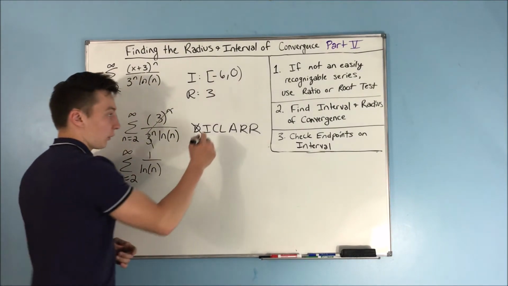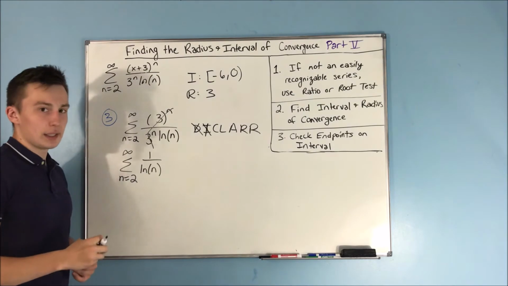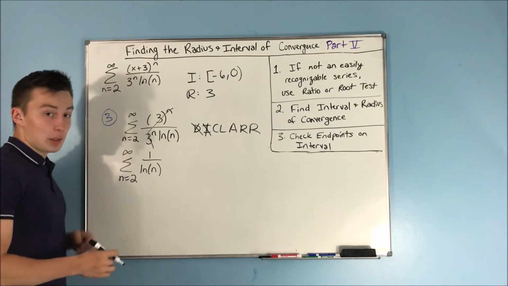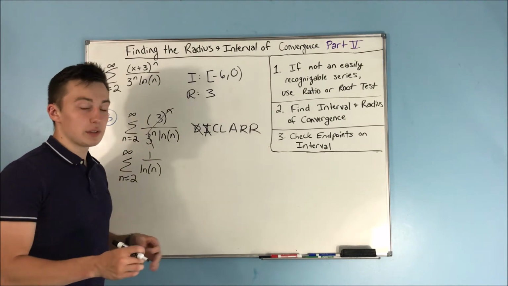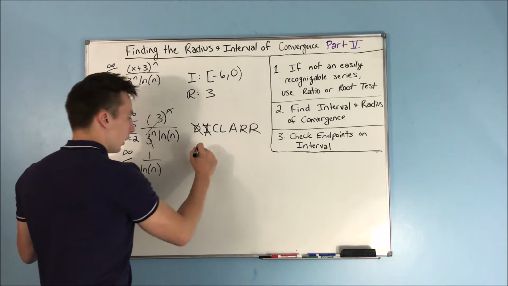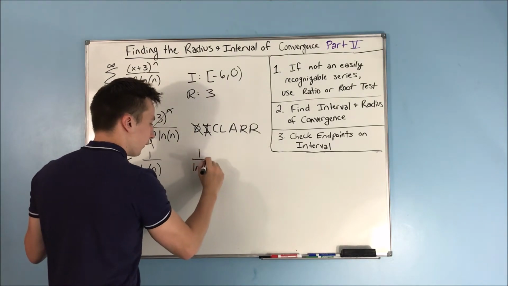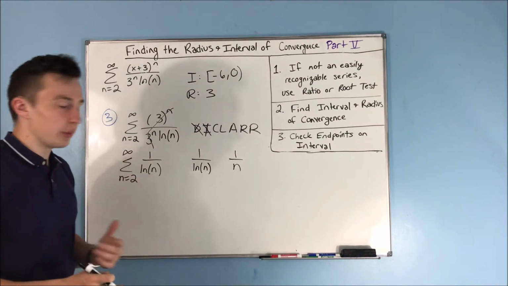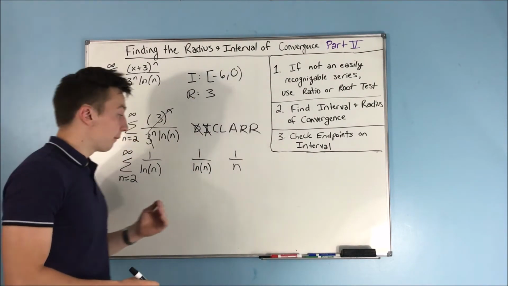The integral test is not going to work here. But what about a comparison test? What could we compare 1 over natural log of n to? This is something that we have done before in a previous video. Hopefully you saw that one. We compare 1 over natural log of n to 1 over n. That's not extremely intuitive, but that's the comparison that you need to make.